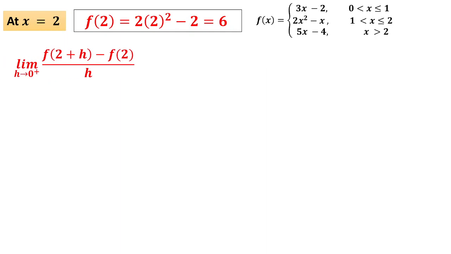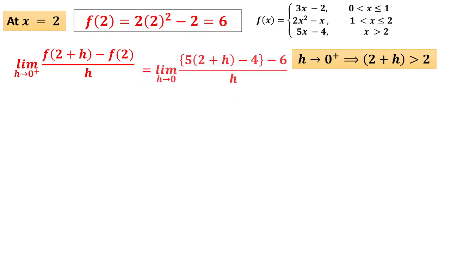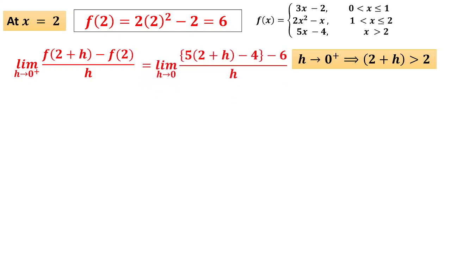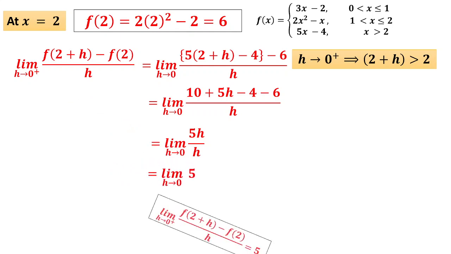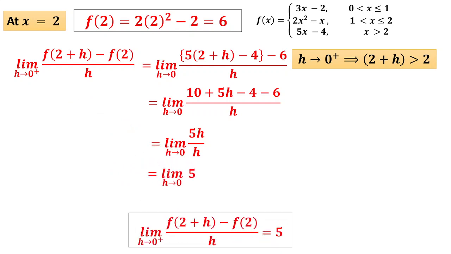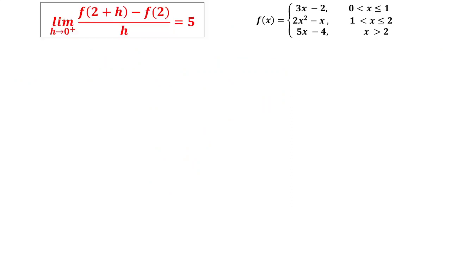Therefore we have to check x goes to 0 plus. Here 0 plus means 2 plus h is greater than 2. Which function to be taken? 5x minus 4 to be taken. I am taking it. F of 2 is 6. I am directly substituting now. 5h upon h, and h gets cancelled. Therefore the answer is 5. Let us go to the left limit now. Right limit value is 5 in differentiation.